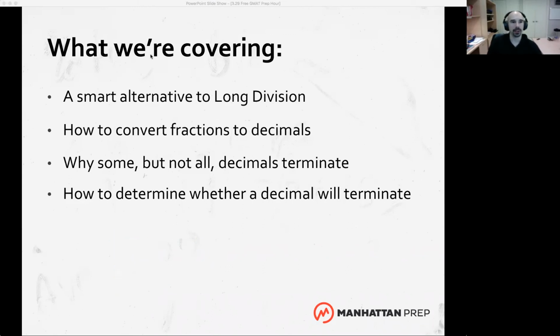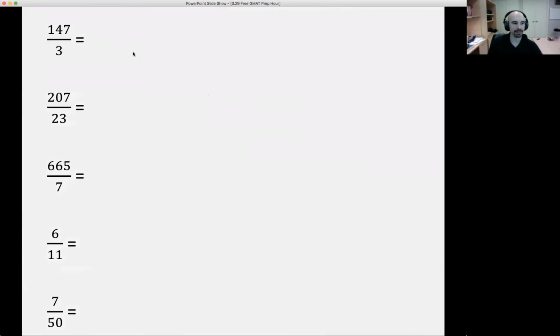Okay, so let's talk about division. I prepared a few exercises here ahead of time, and I assume you all know how to solve these using long division, but I'd like to offer you an alternative.